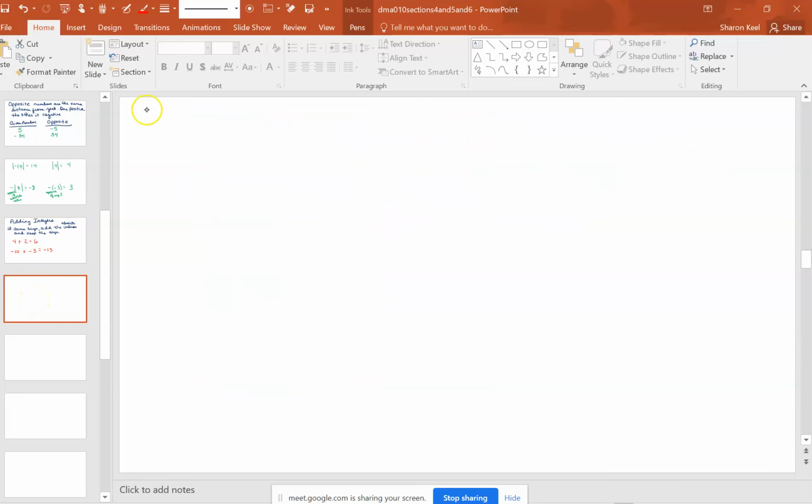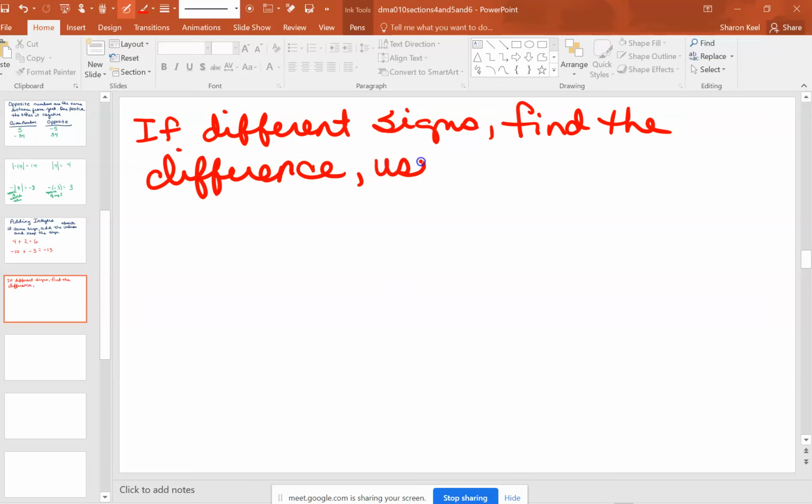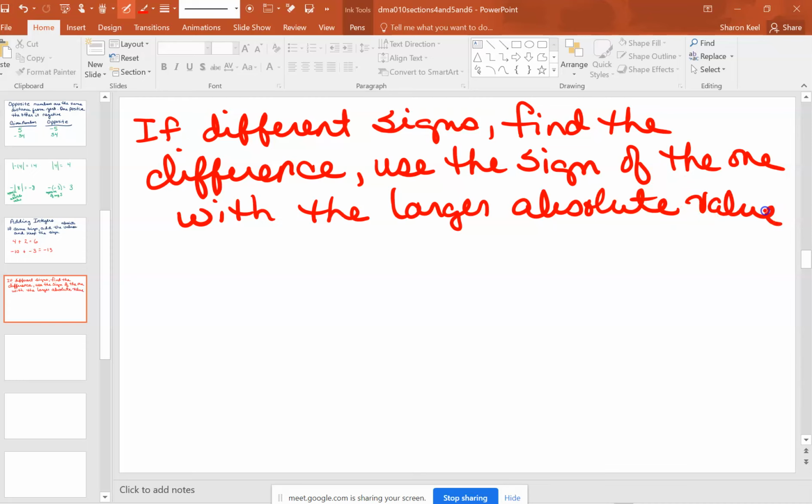Now, if you have different signs, you're going to find the difference, which means to subtract, and then you're going to use the sign of the one with the larger absolute value.